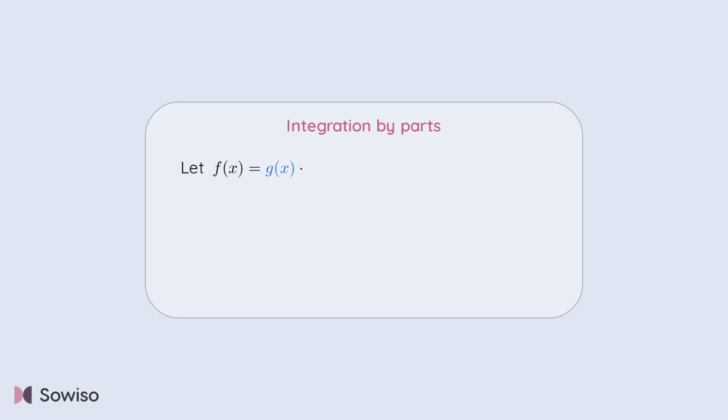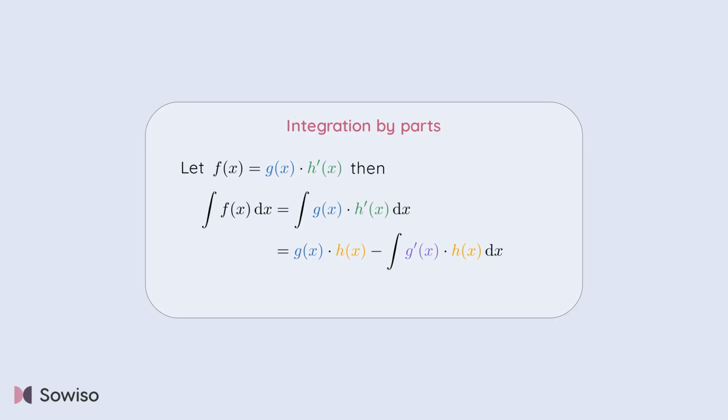Let f of x be equal to g of x times h prime of x. Then the integral of f of x with respect to x is given by g of x times h of x minus the integral of g prime of x times h of x. Now, let us look at an example to see how this works.